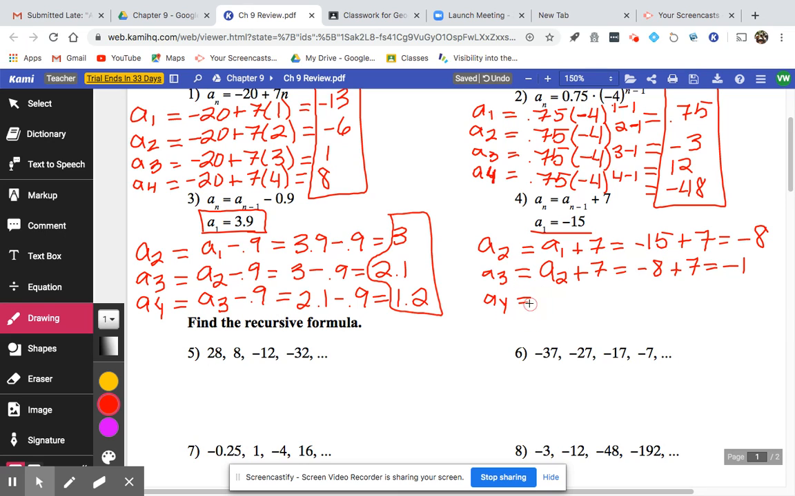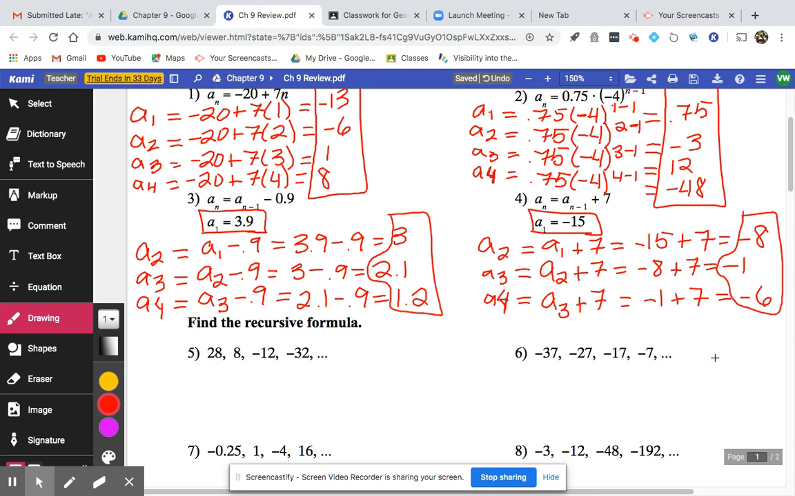If I want to find A sub 4, I take A sub 3 plus 7. A sub 3 is negative 1, so I take negative 1 plus 7, and I get negative 6. So those are A2, A3, and A4 respectively. Here's A1.